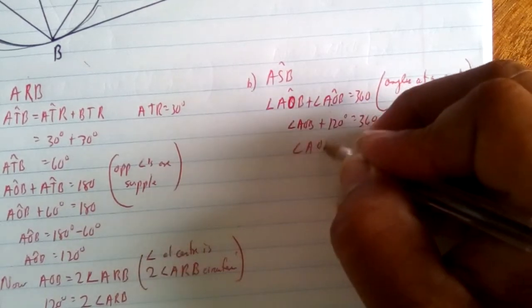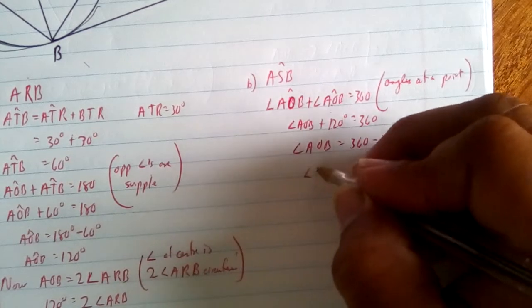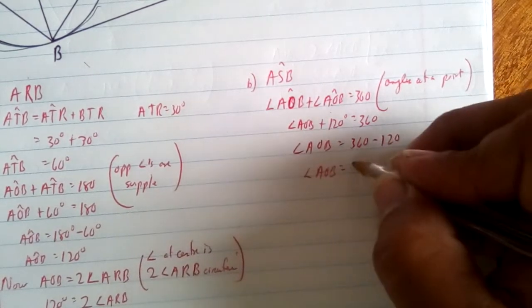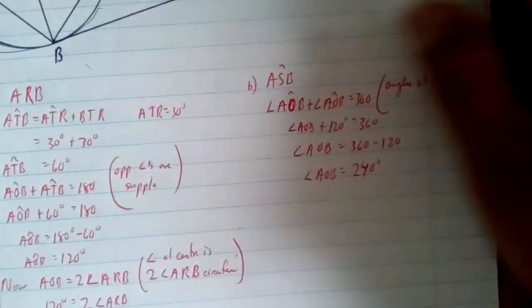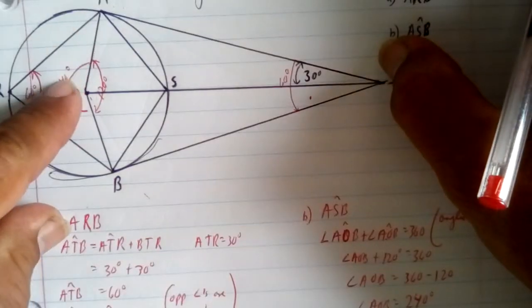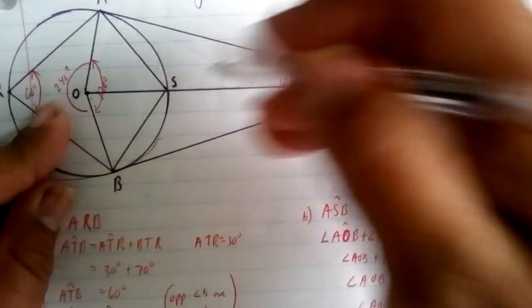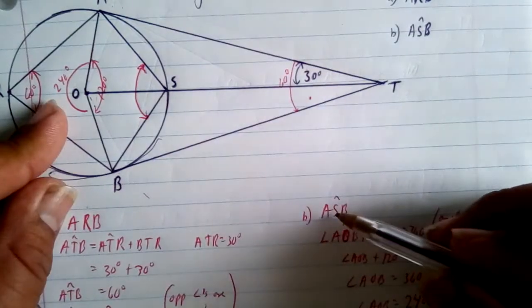Angle AOB equals 360 take away 120. Angle AOB is then equal to 240 degrees. So now we have 240 degrees on this angle. Once we have this, now we are going for the required angle, which is ASB.